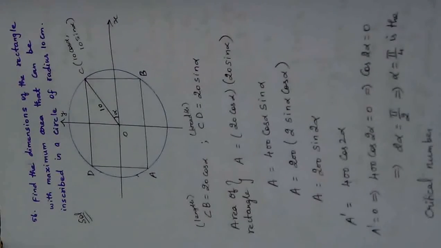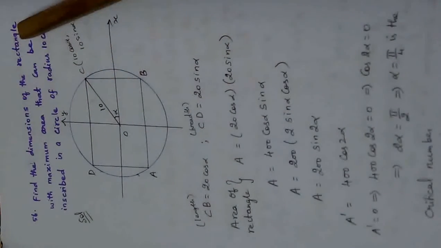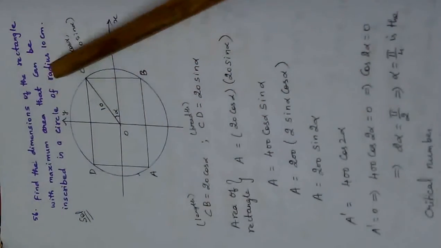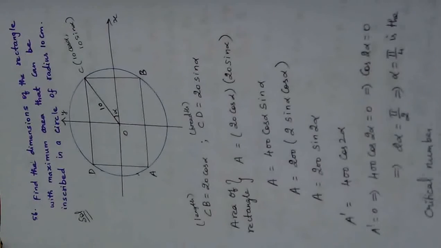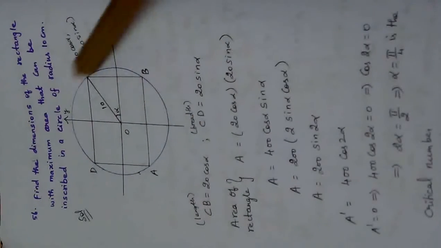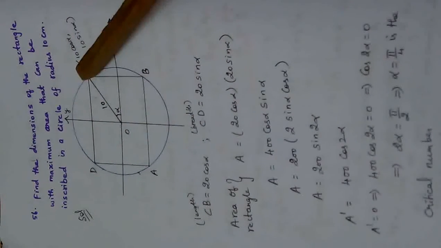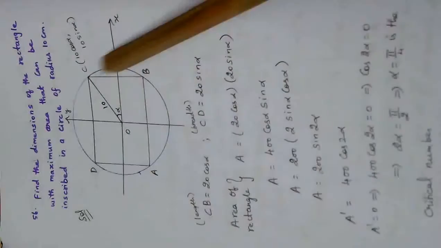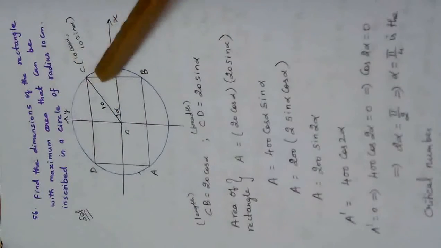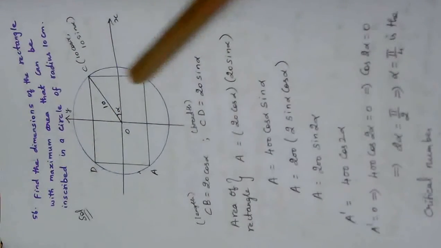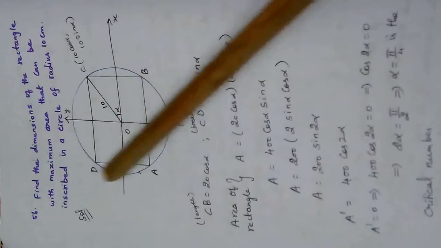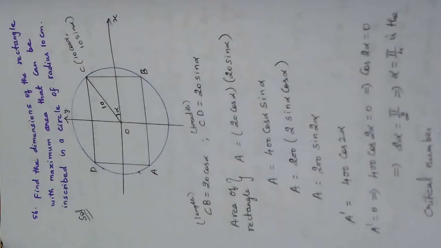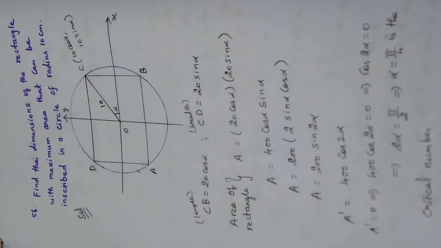Problem number 56. Find the dimensions of the rectangle with maximum area that can be inscribed in a circle of radius 10 centimeter. The question is very simple. A circle is present whose radius is 10 centimeter. We need to find the dimensions of the rectangle. So this ABCD is the rectangle. The rectangle is inscribed in the circle. The rectangle is present inside the circle. We need to find the dimensions of this rectangle so that the area of this rectangle should be the maximum one. Hope you would have understood the question.